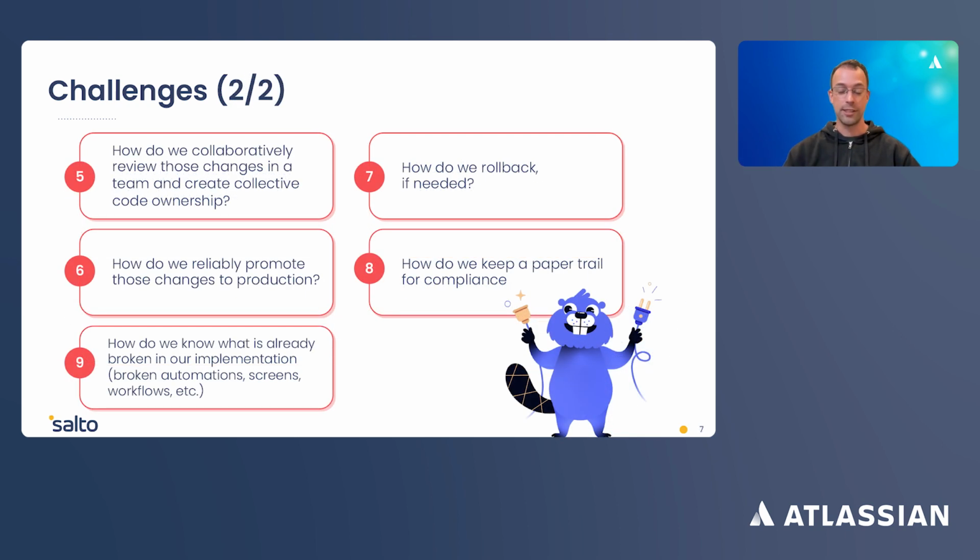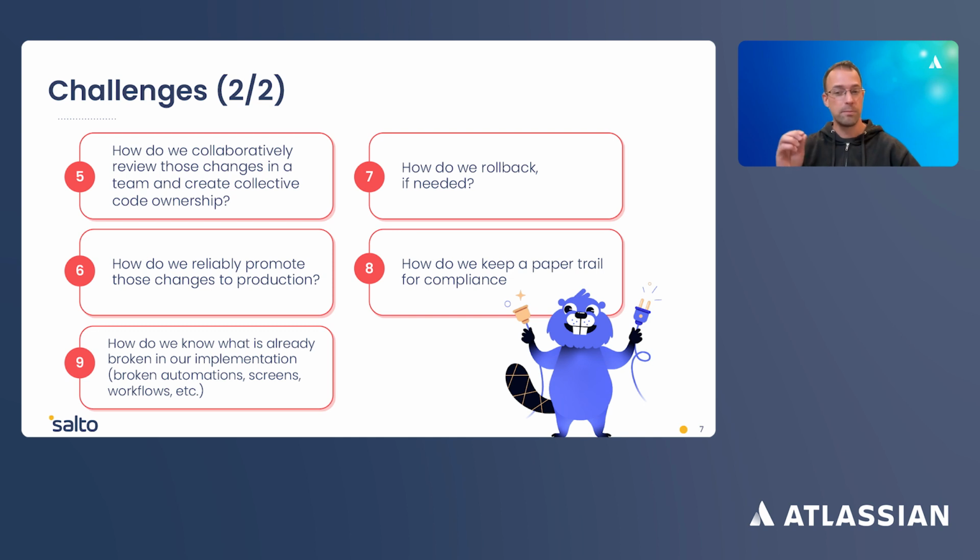Some more challenges, and again, this is just a very partial list. How can we collaboratively review those changes to the configuration in a team and create collective ownership over our configs? How can we reliably promote those changes that, let's say, we just did in our sandbox to our production? In reality, in most cases, we need to meticulously document them and then repeat those same steps in production. And then in many cases, things go south. How can we roll back if we need to?